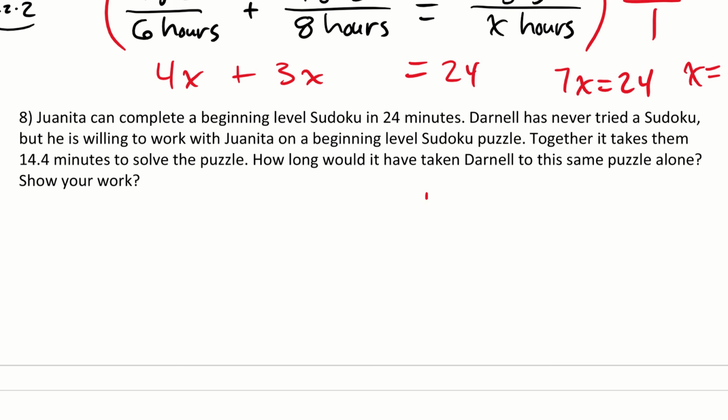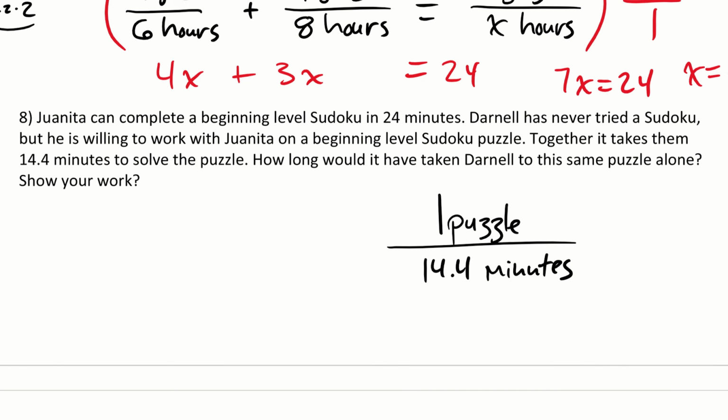So we know that they can do the one job. And you're like, what's the job? Well, the job is they can solve one of these puzzles, right? They can do one puzzle in a total of, let's see, together they can do it in 14.4 minutes. So that's their combined rate. They can do one in 14.4 minutes. Now, alone, Juanita can do one of these puzzles in 24 minutes.